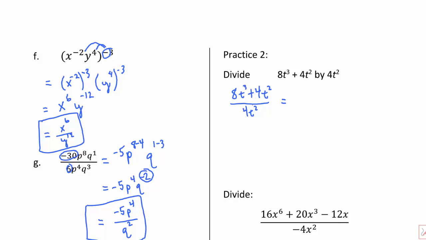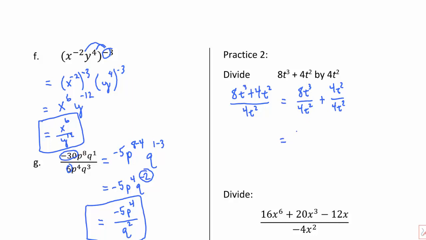Notice that the denominator just has a single term. There's no addition or subtraction in there, which means we can write this actually as 8t cubed divided by 4t squared, and then because there's a plus here, that means that there's a plus here, then this numerator 4t squared divided by the denominator 4t squared. And then we do the division.